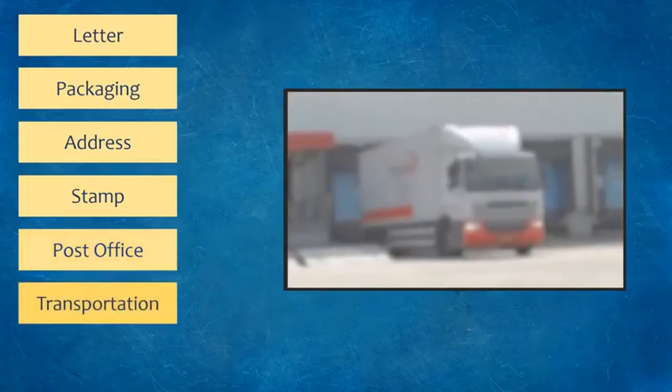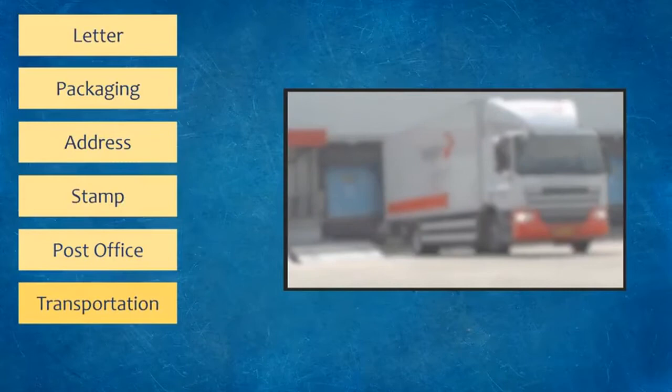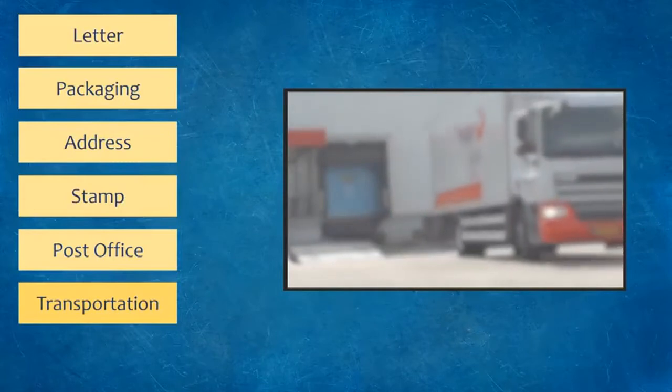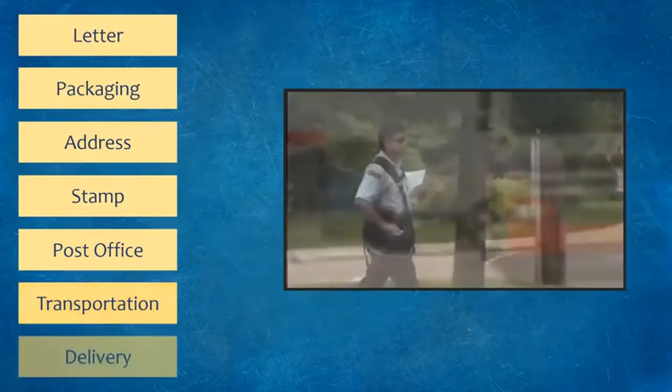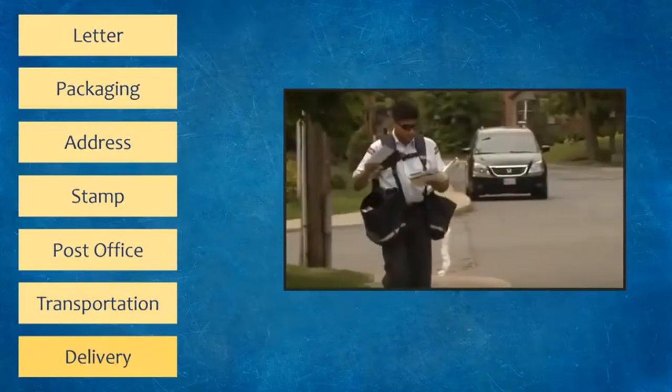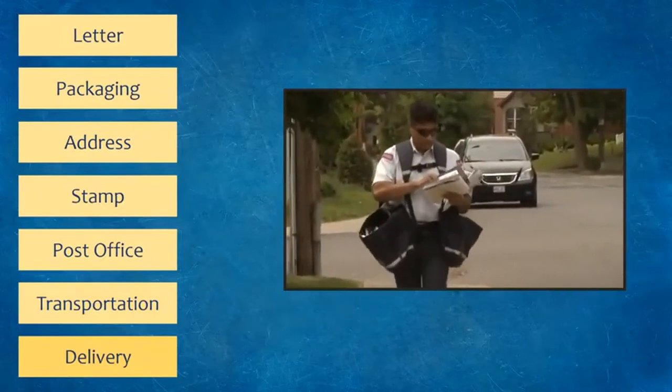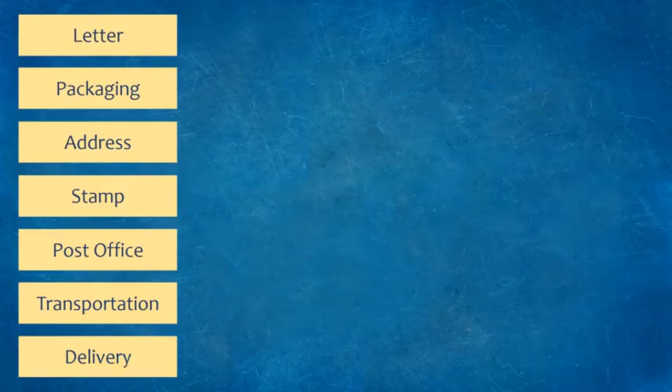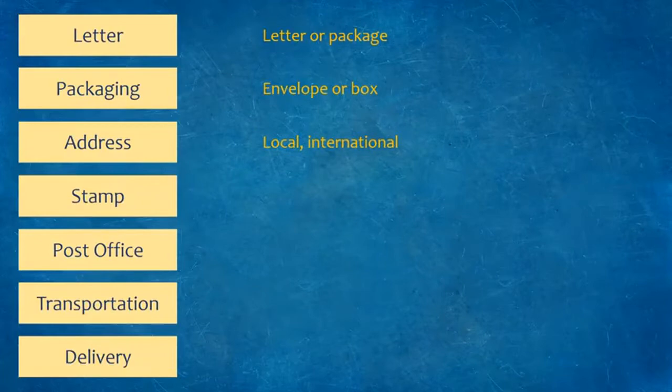The staff there will work out where it needs to go and put it on the right truck. It then gets delivered to the destination post office. A postman takes the letter and delivers it to your friend's house. What we've done here is we've built a model. This describes how each of these parts interact, but the details underneath may change. For example, maybe we're not writing a letter, maybe we're sending a package. The address may be local or it may be international. This of course changes the number of stamps we'll need.